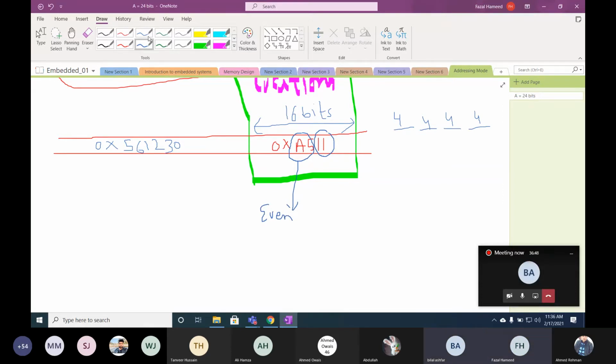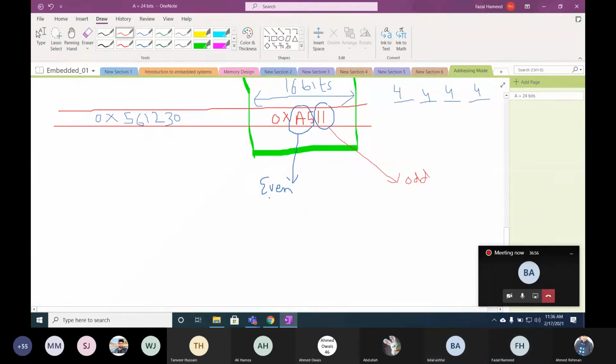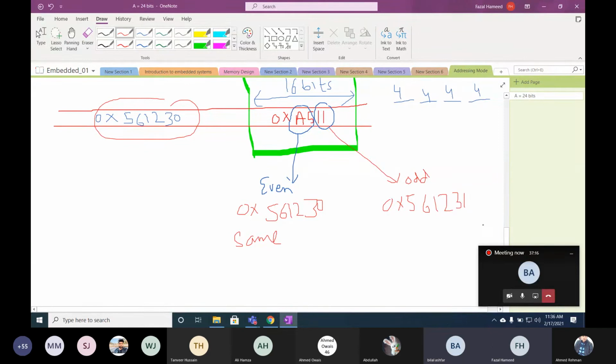Even. Yes. What is the address of A5? A11. Will it be even or odd? Odd. So what is this even address? Actually, it is the same as this address. So this address will be 0x561230, same address, and the odd address will be 0x561331.